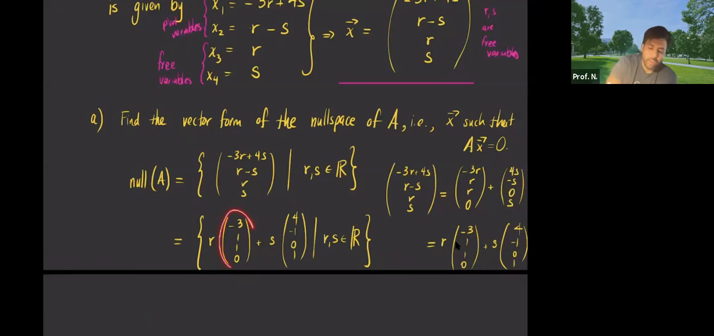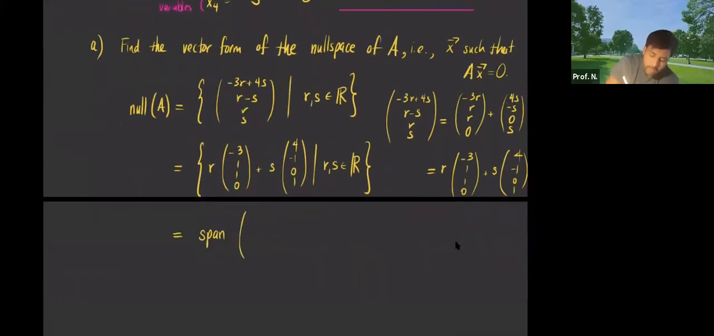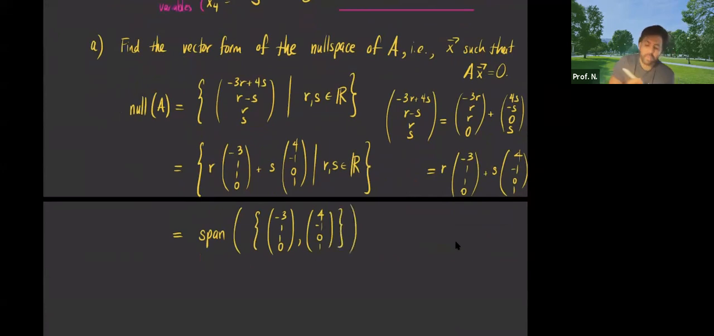So what's an equivalent way to write this? I can also write this as the span of the vectors -3, 1, 1, 0 and 4, -1, 0, 1. So the null space of A is the span of these two vectors.